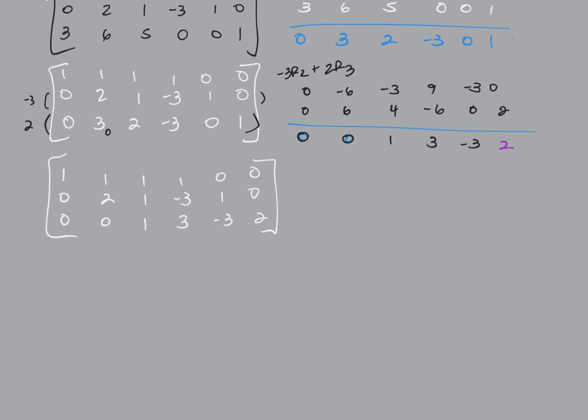Okay, now I need zeros here, here, and here, right? I can get the 1 first, but I don't need to because I'm going to have to get the 0 there anyways. So what's the easiest way to get that 0? Row 2 minus row 3. Or negative 1, row 3 plus row 2, right? Yes. Negative 1, row 3 plus row 2.